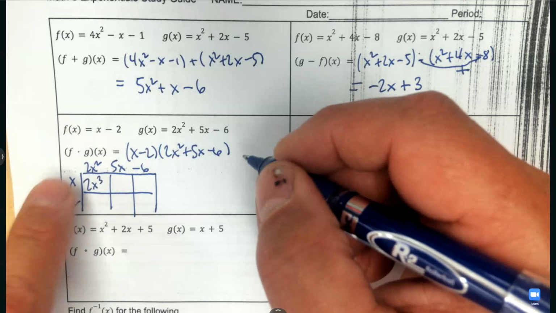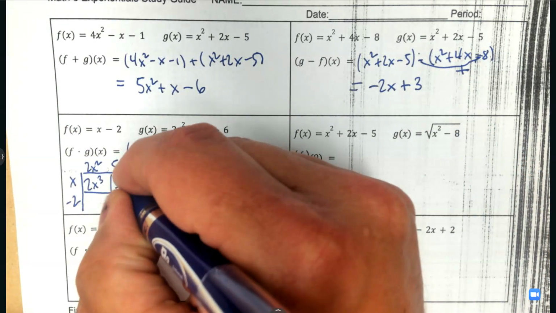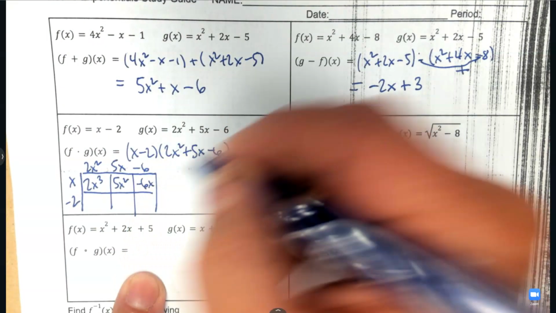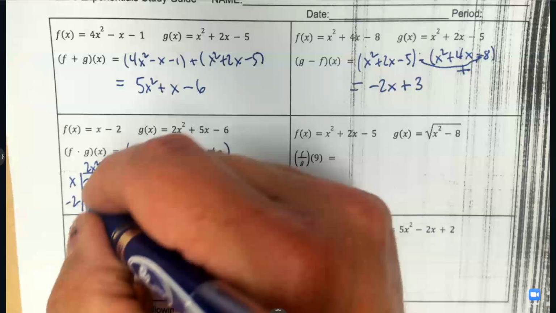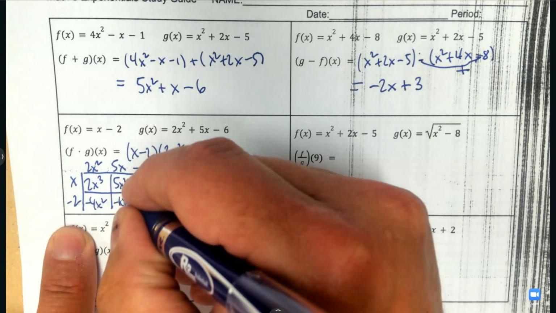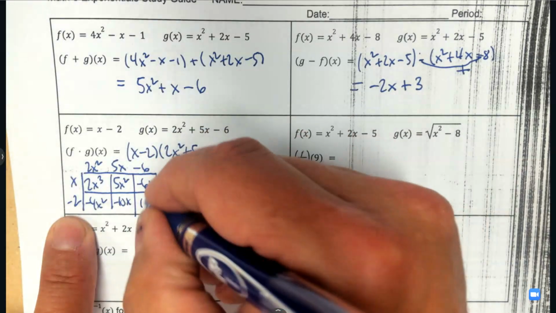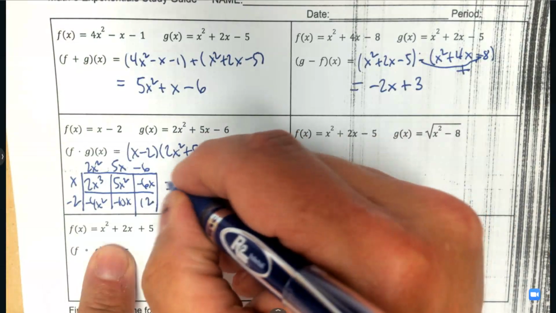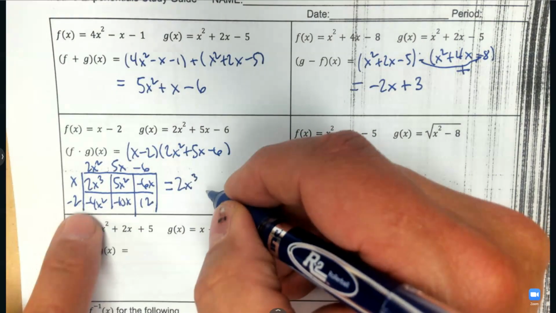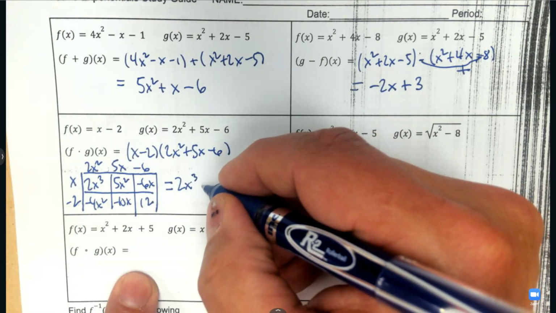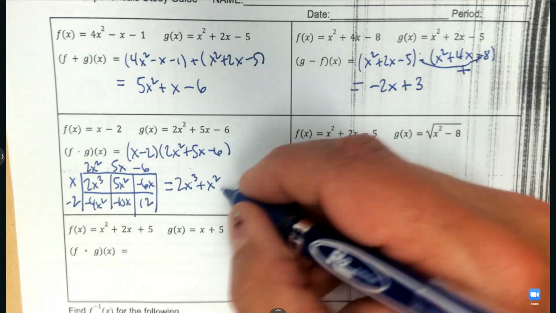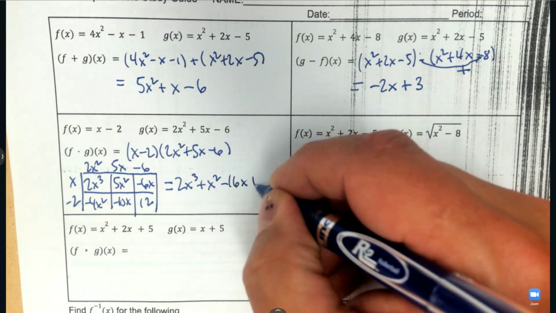So x times 2x squared, 5x times x. Negative 6 times x. Negative 2 times 2 is negative 4x squared. Negative 2 times 5 is negative 10x. And negative times negative is positive 12. So I'm going to combine like terms. So I have 2x cubed. Negative 4 plus 5 is positive 1x squared. Negative 10 and negative 10, that's negative 16x, and then plus 12.